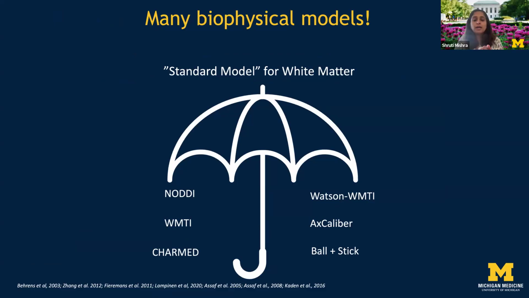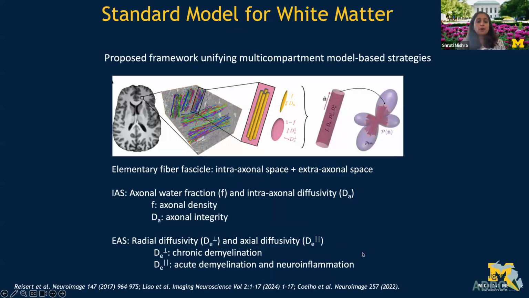But lately there's been a thought: how can we create a unifying framework that takes what we've learned from all of these different biophysical models? This unifying framework is a proposed framework that is trying to unify many of these multi-compartment model-based strategies, and people have referred to this as the standard model.